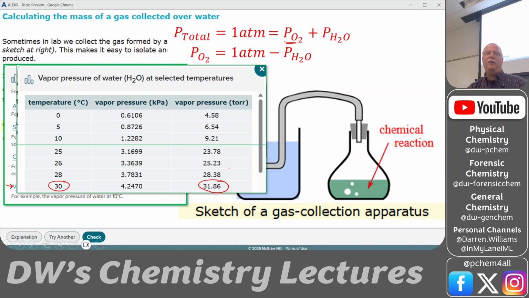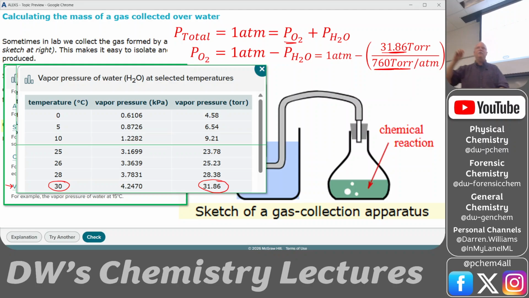Torr, okay, not atmospheres, but torr. So we've got to convert it to atmospheres. And so this is what we have. We have 1 atmosphere minus the 31.86 torr divided by 760 torr per atmosphere. So this is the conversion factor. And I think this one you should memorize, because we measure in the lab a lot of times with a mercury manometer, and 760 millimeters of mercury is 1 atmosphere by definition. And millimeters of mercury is also torr. It's the same unit, just different name. So 760 torr is 1 atmosphere, and water produces 31.86 torr. So it's not an insignificant amount. It'll push mercury up 36 millimeters.